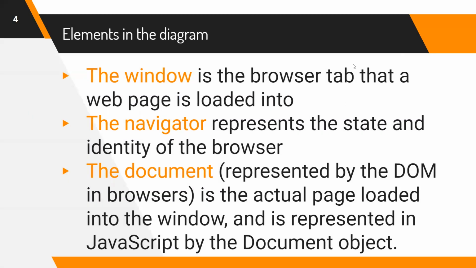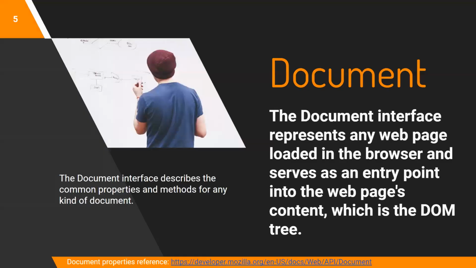The window is a browser tab that the web page is loaded into. The navigator represents the state and the identity of the web browser. And the document, which is what we will be studying, is represented by the DOM, or the document object model. It is the actual web page loaded into the window, and it is represented in JavaScript by the document object model. By the way, we use JavaScript to manipulate it because we do it dynamically.